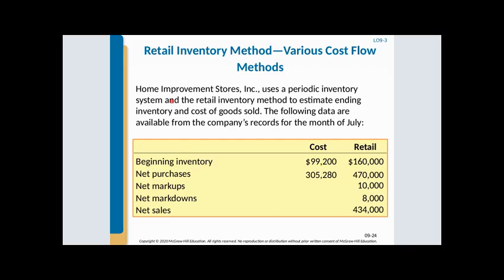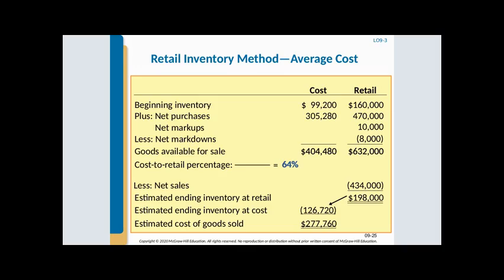So when we are calculating this ratio, there are two sub-methods for the retail inventory method. One is the average. With the average, we're going to include net markups and net markdowns. And with the other method, we're going to exclude the markdowns. So again, we have our home improvement stores, and we're using the retail method average cost.